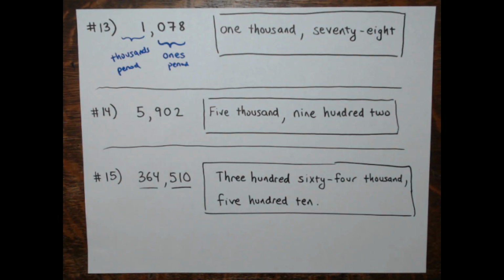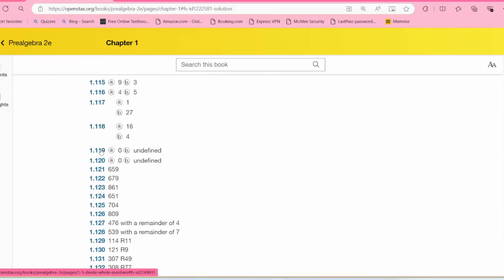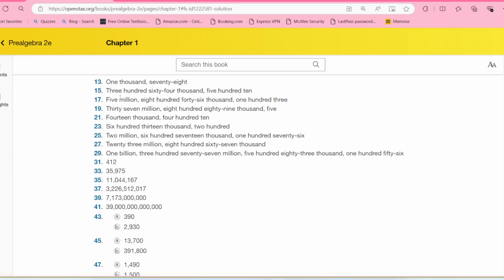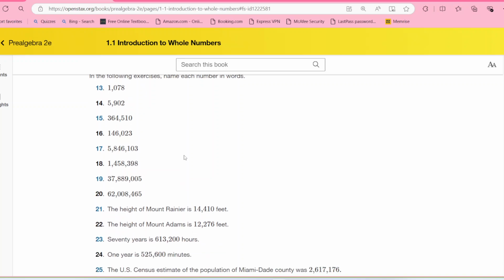Let's check this, right? It's an odd number one, might as well, never hurts to check your work. I click on 15 there. 364 with the hyphen, 1,000, 510. Exactly what I had written. Wonderful. All right, click on it again, takes you back, and then we'll scroll back up. All right, so that was number 15.